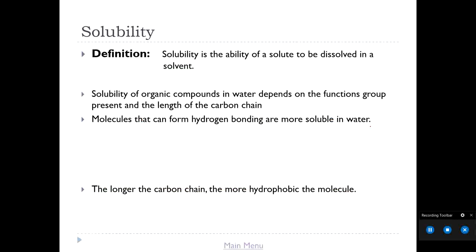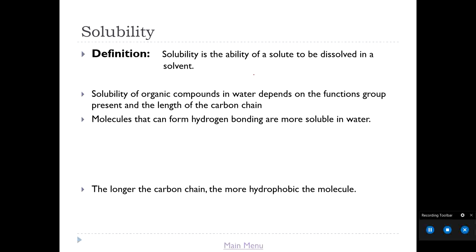Lastly, we're going to take a look at solubility. Solubility is the ability of a solute to be dissolved in a solvent. Normally we're working with, say, salt and water, and we can look at different ionic compounds and how soluble they are in water. Now we're going to examine the solubility of organics.